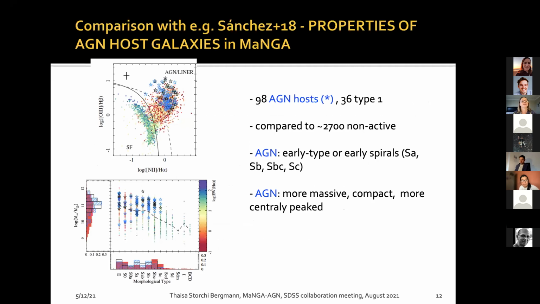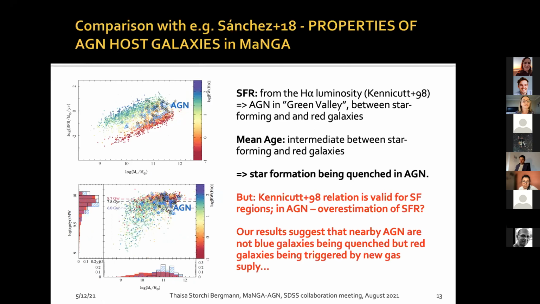So I'm comparing with the results from Sebastian, as usual results that people argue about the stellar population and the stage of evolution of AGN as compared to other galaxies. Sebastian and collaborators did this study using a sample of 98 AGN hosts, which are the stars here. As in our sample, they are Seyferts and LINERs in the BPT diagram, and they are mostly concentrated in early types, up to Sc galaxies. And they concluded that the AGN are more massive, more compact, and more centrally peaked.